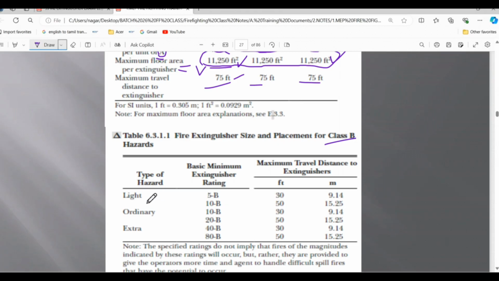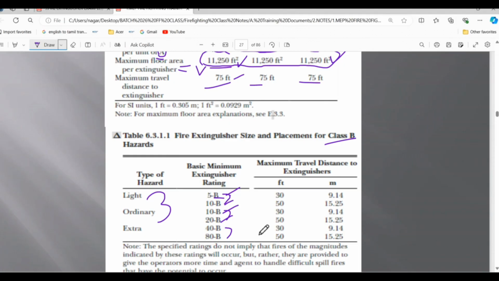So here light hazard, ordinary hazard, extra hazard. Same like our class A, light hazard, ordinary and extra. Here they have given only two ratings for light hazard, that is 5B, 10B, and for ordinary hazard 10B, 20, and extra hazard 40 and 80. So 1B means 1 square feet. Okay, 1B means 1 square feet. So light hazard 5 square feet, 10 square feet. Ordinary hazard 10 square feet, 20 square feet.